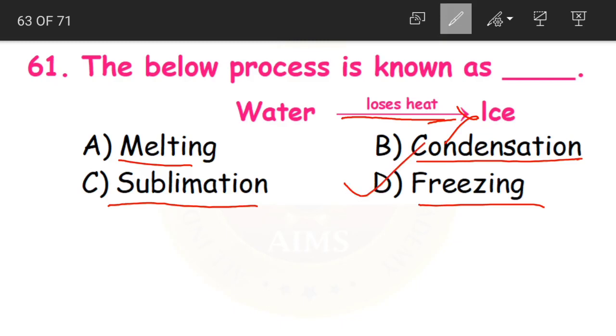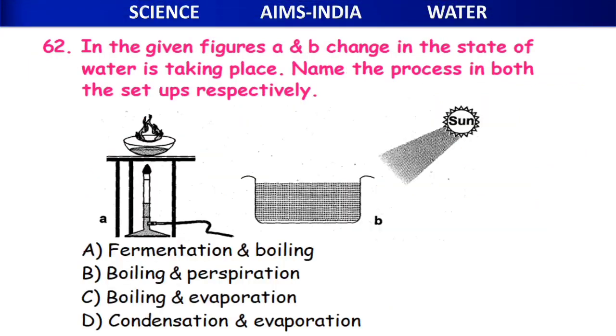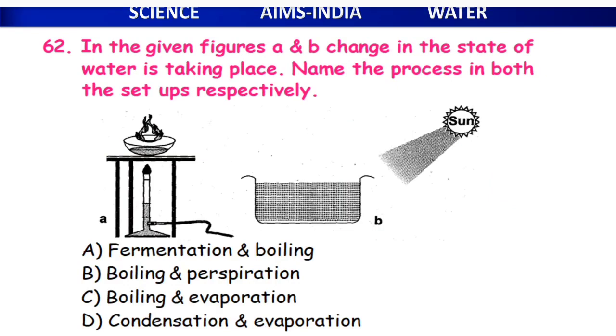If you keep water, children, in the fridge, in the freezer, what will happen? It is going to lose the heat and change into ice. It becomes ice. So this is because of freezing.